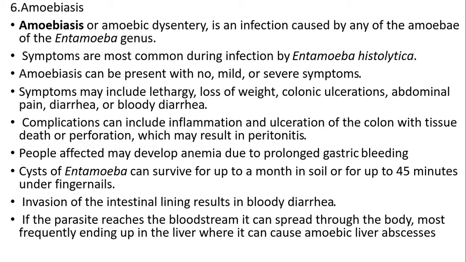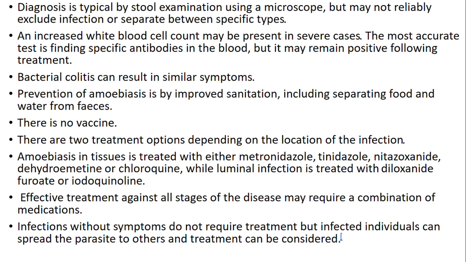If the parasite reaches the bloodstream, it can spread through the body, most frequently ending up in the liver, where it can cause amoebic liver abscess. Diagnosis is typically by stool examination using a microscope, but this may not reliably exclude infection or separate between specific types. An increased white blood cell count may be present in severe cases. The most accurate test is finding specific antibodies in the blood, but it may remain positive after the treatment.